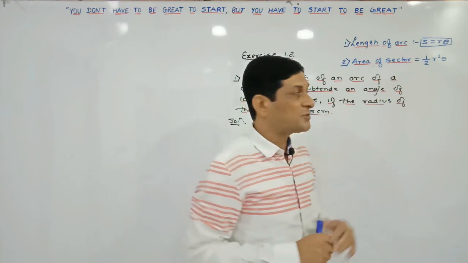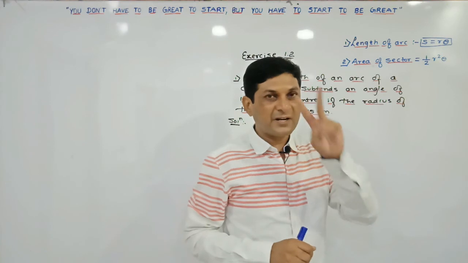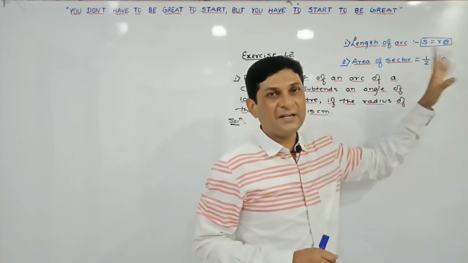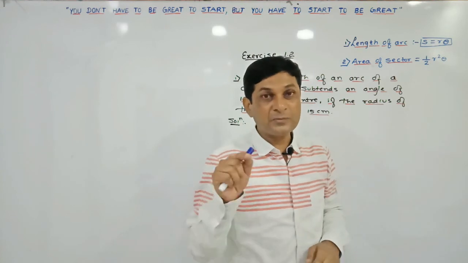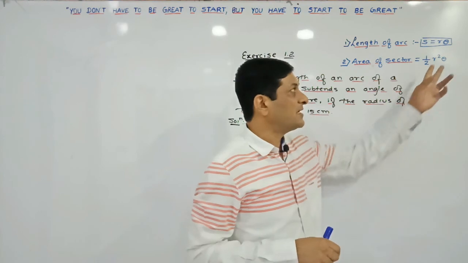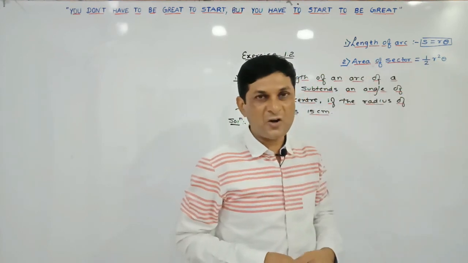And the second formula is to find the area of a sector, and to apply this formula again we will require the same two values r and theta, where r is the radius of the circle and theta is the angle of the sector, which is measured in what? Radian. So if these two values are known to us, then applying this formula, half r square theta, we are able to find the area of the sector.